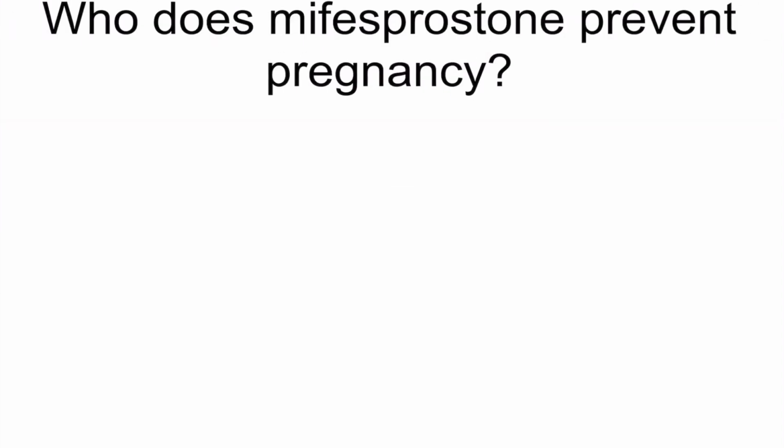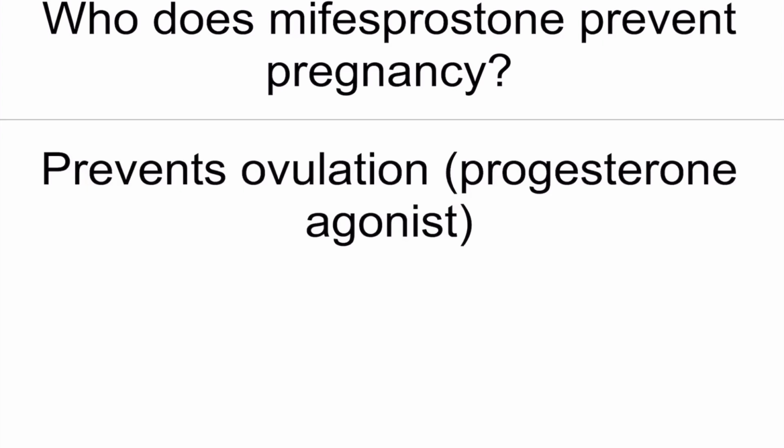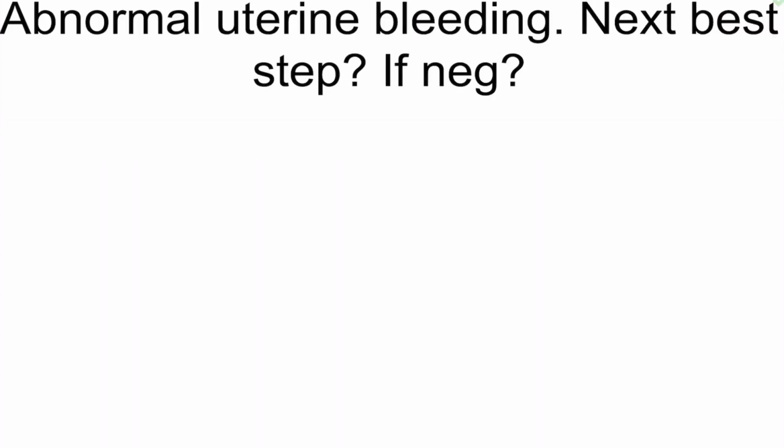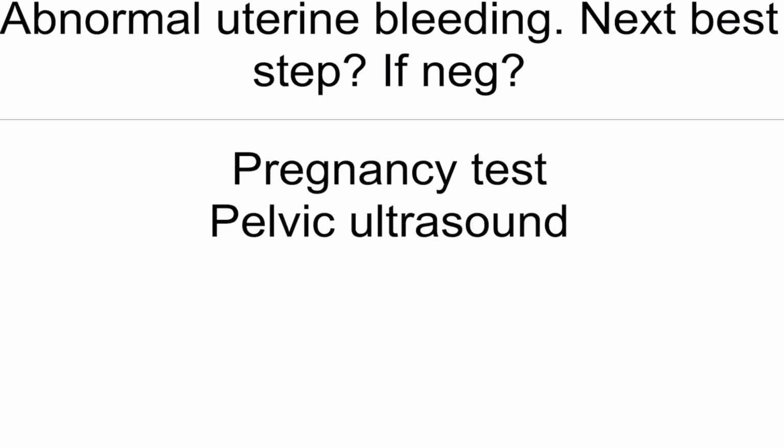How does mifepristone prevent pregnancy? It prevents ovulation because it's a progesterone agonist. Abnormal uterine bleeding. What's the best next step in management? You do a pregnancy test first, and if it's negative, you do a pelvic ultrasound.